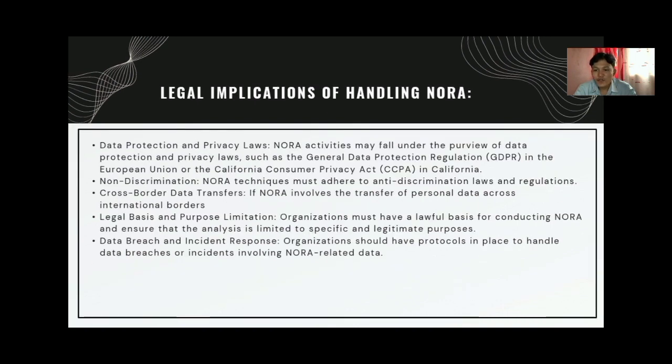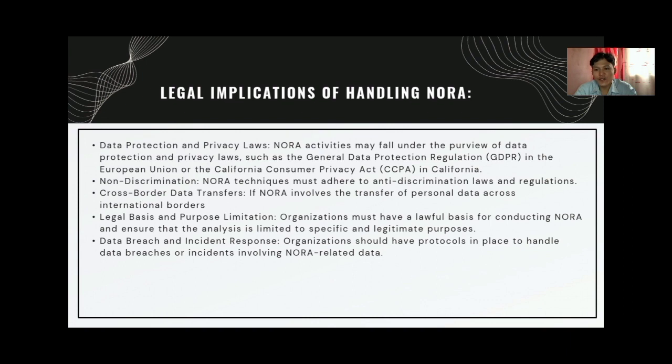In addition to the ethical considerations, there are legal implications that organizations must consider when using NORA. First, we have data protection and privacy laws, such as the General Data Protection Regulation in the European Union or the California Consumer Privacy Act, that may apply to NORA activities. Organizations must comply with these regulations, which include obtaining proper consent, providing individuals with data access, and implementing appropriate security measures.